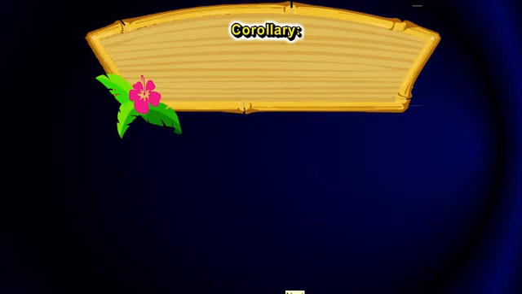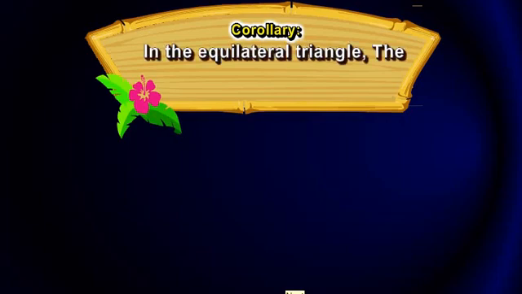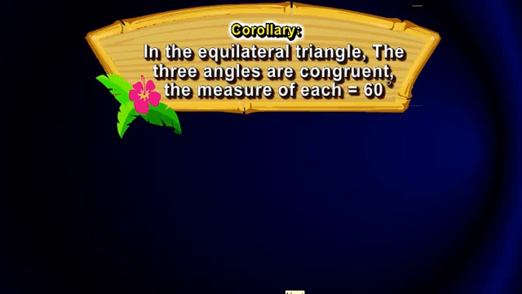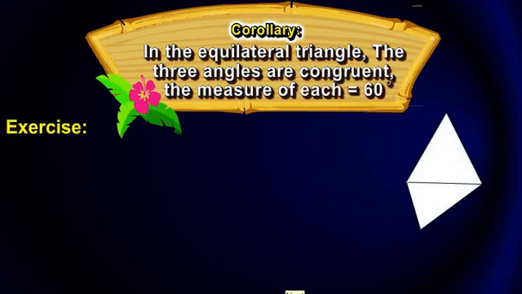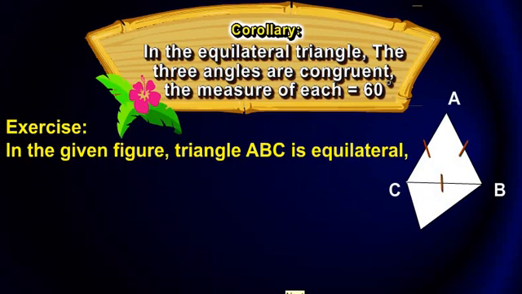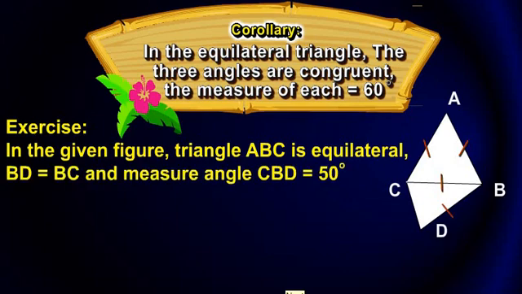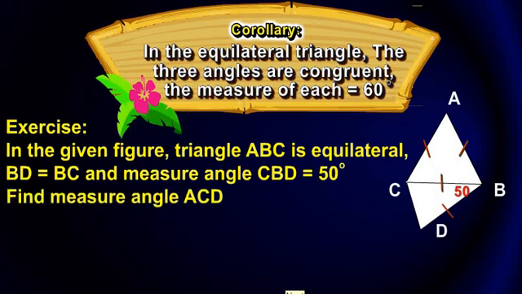Corollary. In the equilateral triangle, the three angles are congruent. The measure of each equals 60 degrees. Exercise. In the given figure, triangle ABC is equilateral. BD equals BC, and measure of angle CBD equals 50 degrees. Find measure of angle ACD.